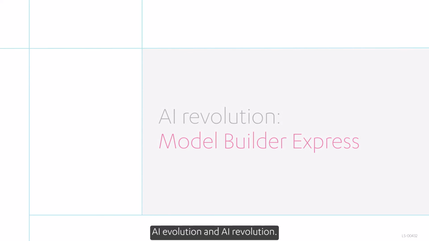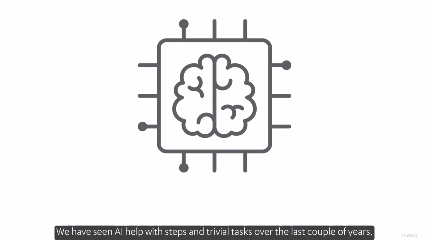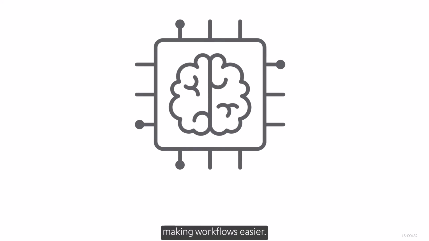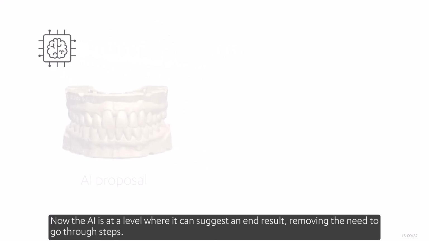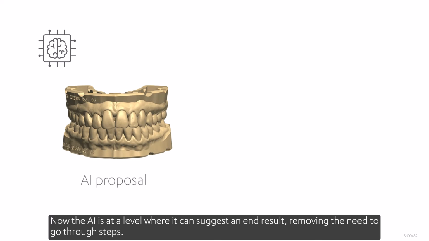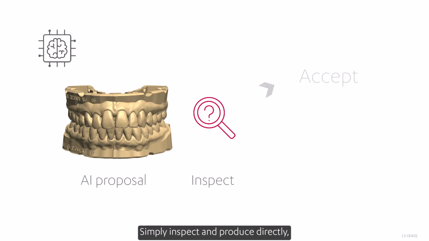AI evolution and AI revolution. We've seen AI help with steps and trivial tasks over the last couple of years, making workflows easier. Now the AI is at a level where it can suggest an end result, removing the need to go through the steps. Simply inspect and produce directly, or choose to adjust to your preferences.